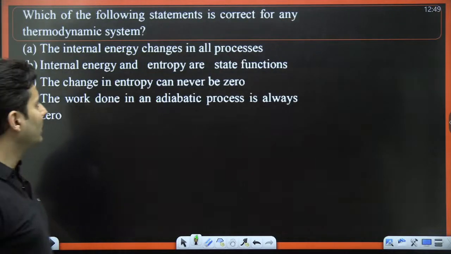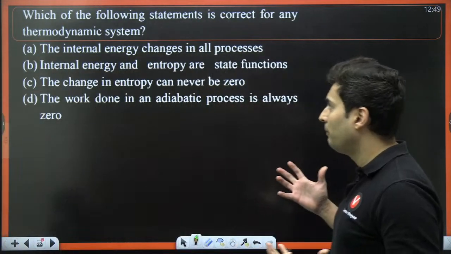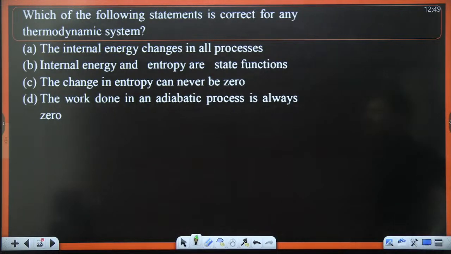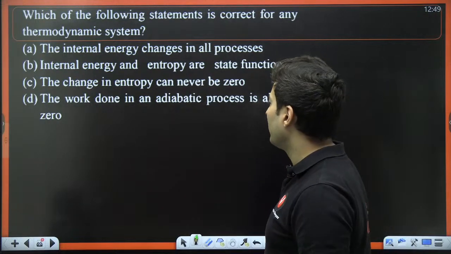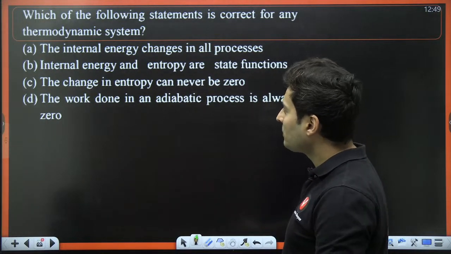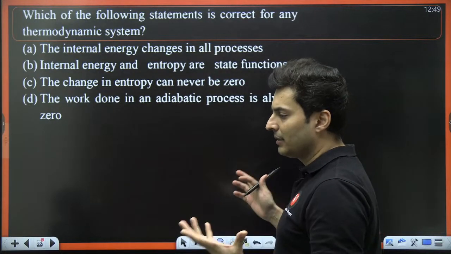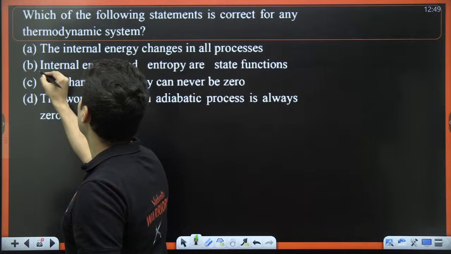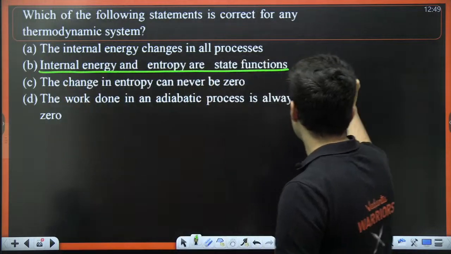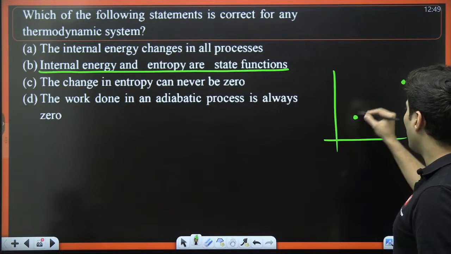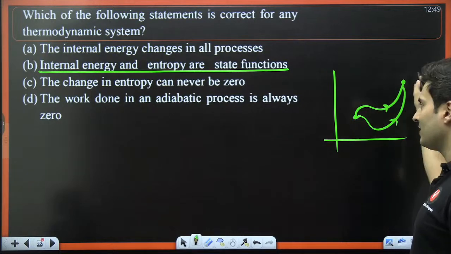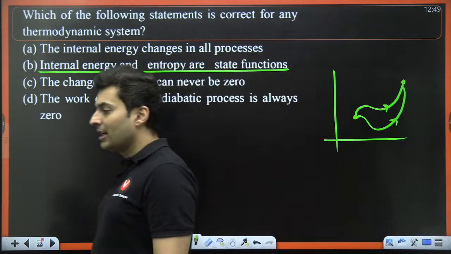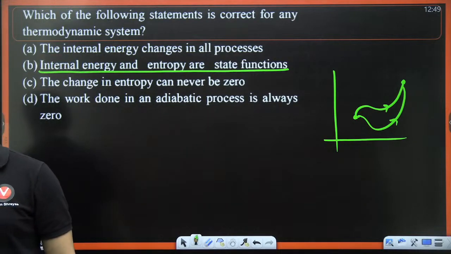Next one. Which of the following statements is correct for any of the processes or systems? Internal energy changes in all the processes. Internal energy and entropy are state functions. Change in entropy can never be zero. Actually, this is a chemistry question. I think it came over here. But still, work done in an adiabatic process is always zero. Guys, I think you can directly look at the theory and you will realize it's internal energy and entropy which are state functions. So it depends where you are, not how you reach there. So it doesn't matter whether you go like this or like this. The changes are always the same because internal energy and entropy both are state functions.